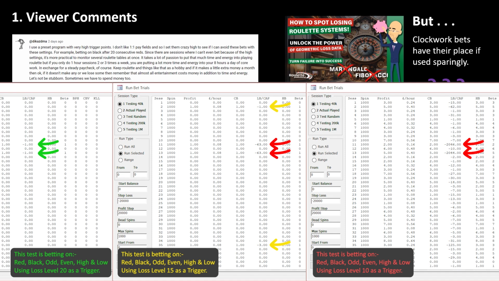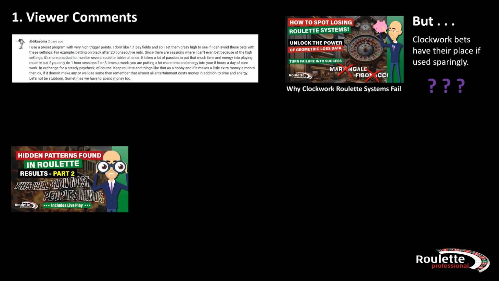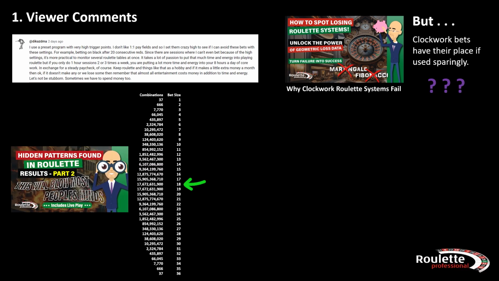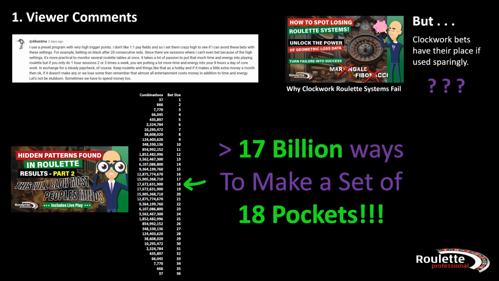the opportunities are rare. We know from the Hidden Patterns Part 2 video that there are over 17 billion ways to make a set of 18 pockets out of a possible 37 pockets, so you would need to monitor a large number of sets to improve the method. The idea of waiting for a high loss trigger still holds some merit, but like the basic flat bet trials we did, multiple smaller sets are likely to produce better results. We will explore that concept again in later videos.